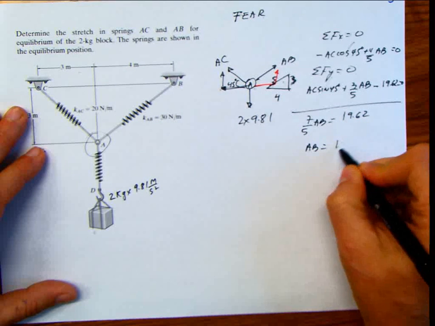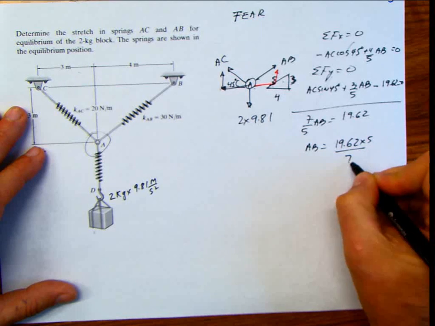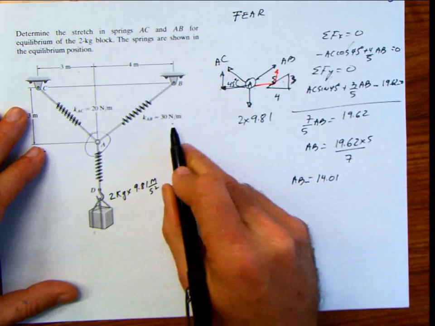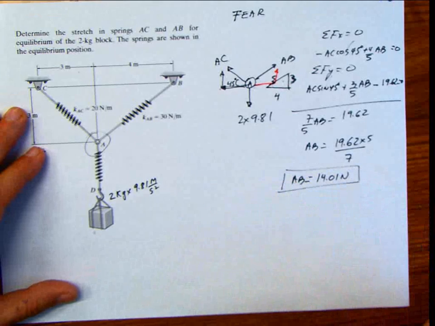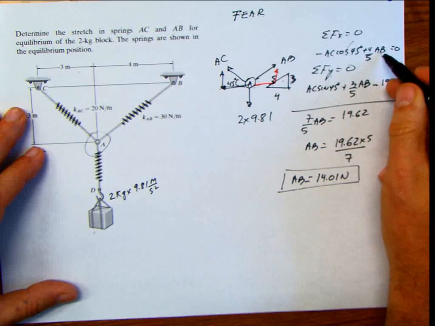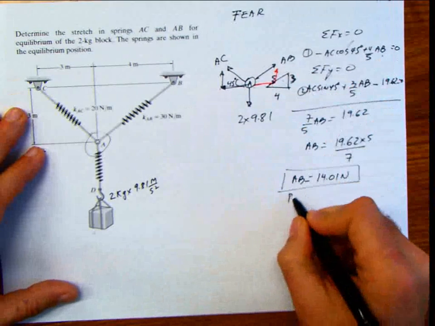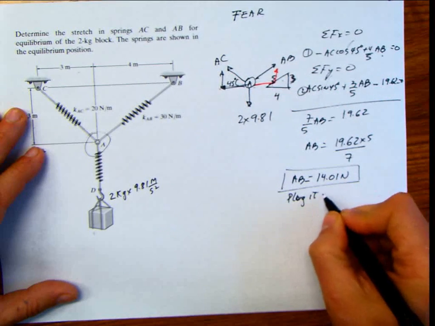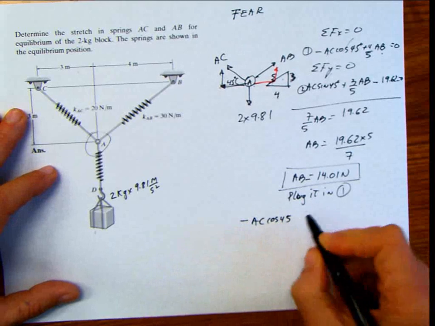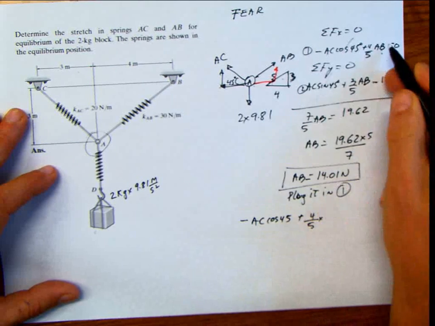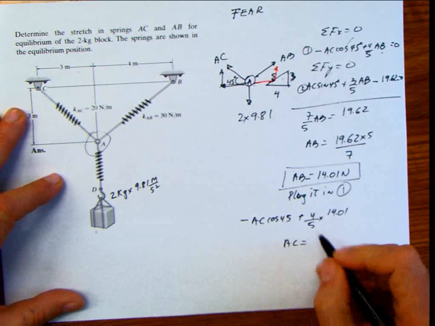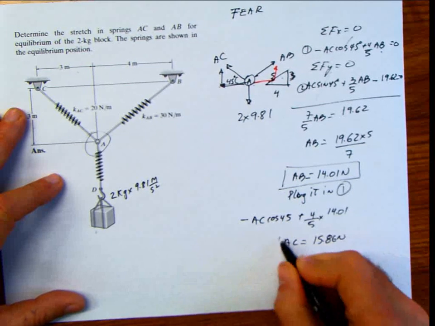AB is going to be equal to 19.62 times 5 divided by 7, and AB is going to be equal to 14.01 Newton. That's the tension AB. I get this value and plug it into either here or here. The first one is easier. If you call this 1 and this 2, plug it in 1, and then you have negative AC cosine 45 plus 4/5 multiplied by AB, but AB is 14.01, which gives us AC equal 15.86 Newton.